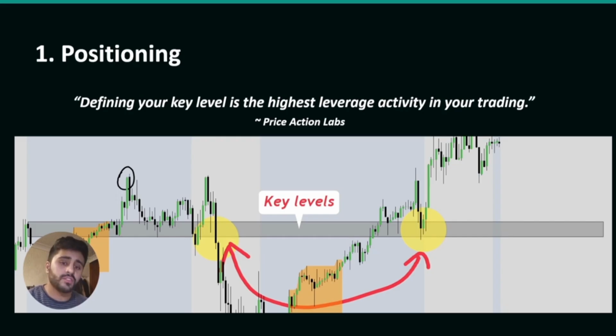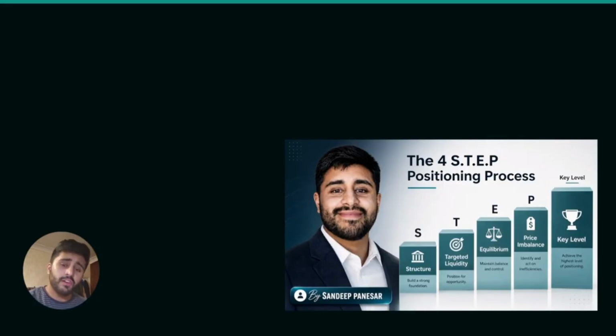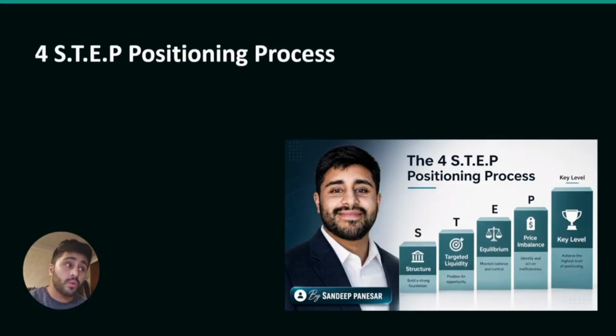And just a quick tip on this, you want to have your key levels defined before 9:30 Eastern. So if you trade ES and NQ or options or S&P 500, NASDAQ, any US stock market which opens at 9:30 Eastern, you want to have your levels well defined before 9:30 Eastern. And I'm going to show you a 4-step process on how to do that. And that 4-step process I call the 4-step positioning process. So the word step is an acronym.